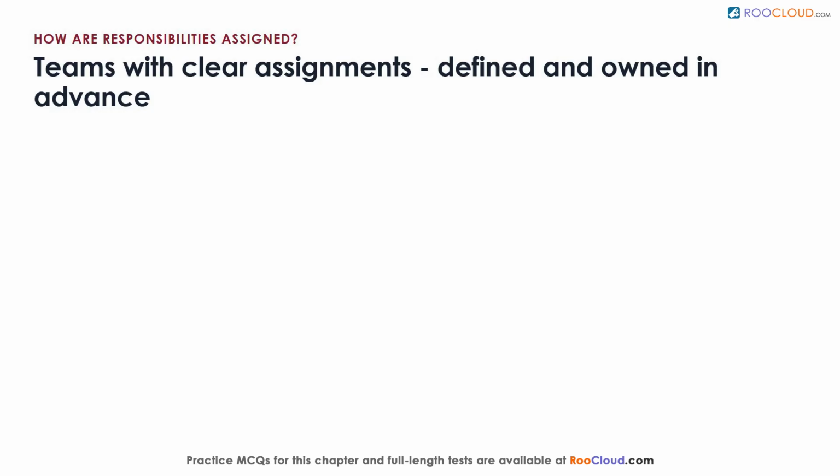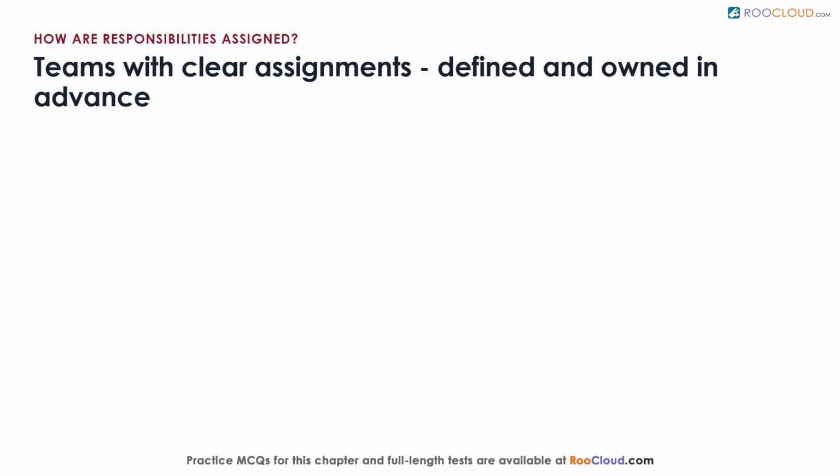How are recovery responsibilities organised? Around teams with clear assignments. Each team owns a function defined in the plan. The number and size of teams depend on the disruption. Some examples make this concrete.